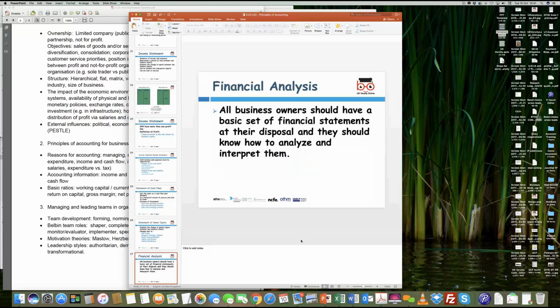So can you think of some sort of a cash flow statement which you have seen or has been produced or you are aware of?